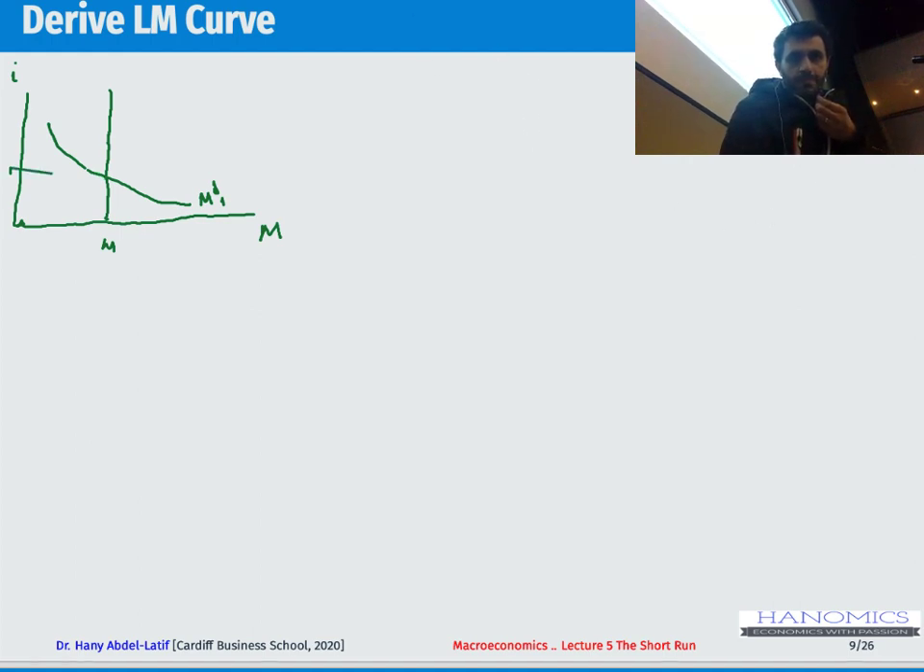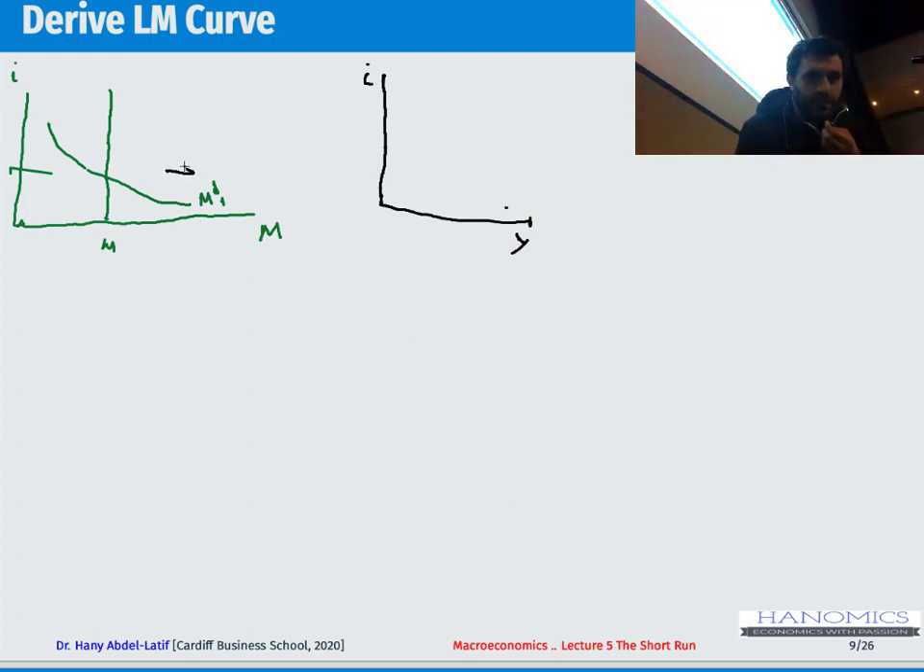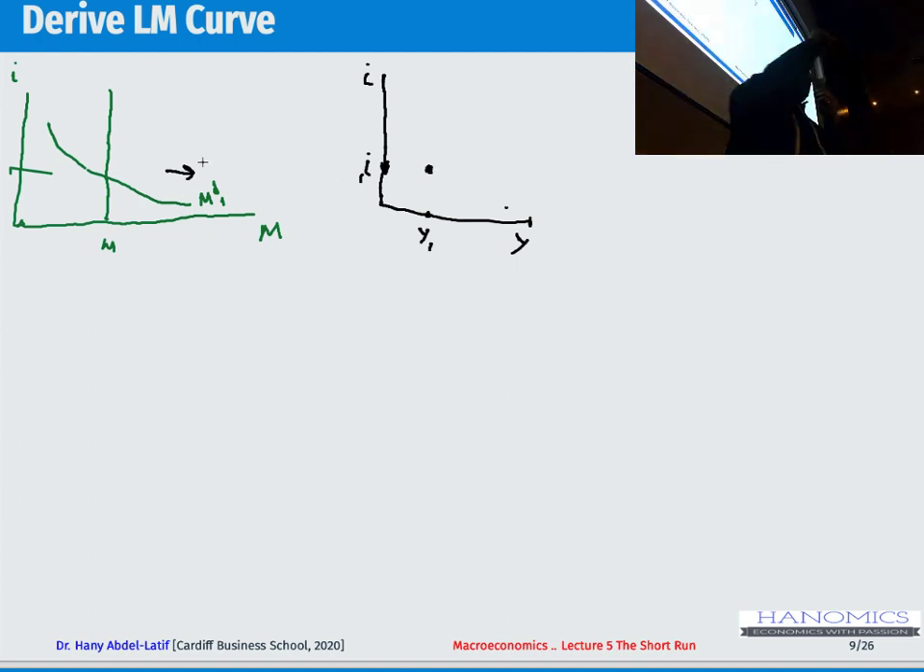So what I'm going to do, I'm just going to move this to start another graph here, where what I have in this axis here is the Y and the interest rate. So let's say this is the associated level. So at this point, this is I. And at this point, this is the income level, let's say, call it Y1, and I'm going to call this I1. So this is the point that is associated on the I and Y space.